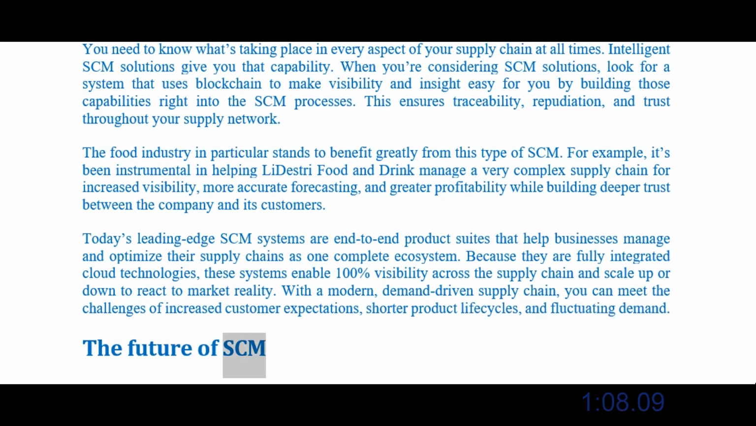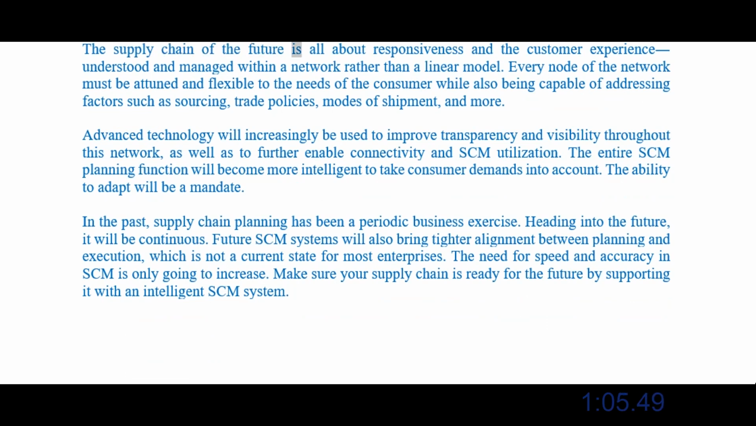The future of SCM. The supply chain of the future is all about responsiveness and the customer experience understood and managed within a network rather than a linear model. Every node of the network must be attuned and flexible to the needs of the consumer while also being capable of addressing factors such as sourcing, trade policies, modes of shipment, and more. Advanced technology will increasingly be used to improve transparency and visibility throughout this network, as well as to further enable connectivity and SCM utilization. The entire SCM planning function will become more intelligent to take consumer demands into account. The ability to adapt will be a mandate.